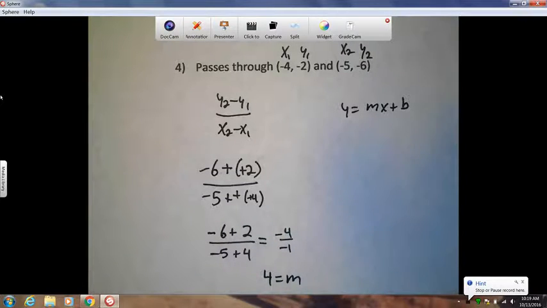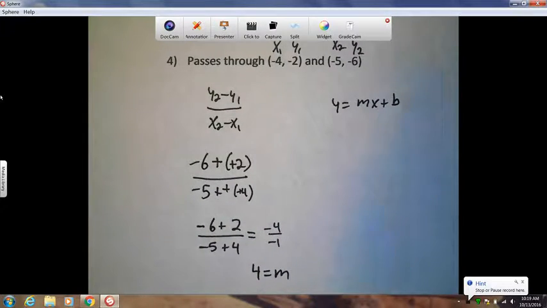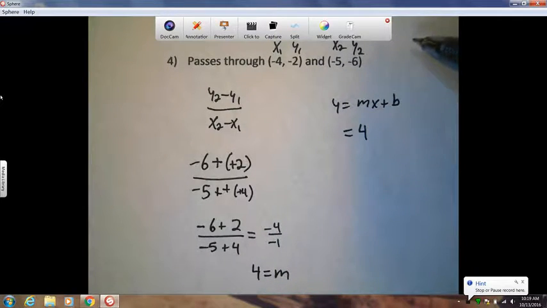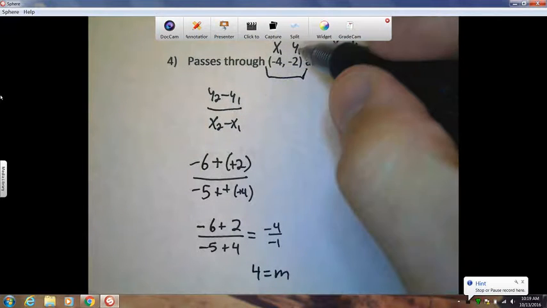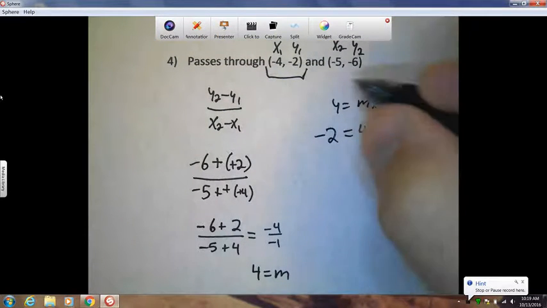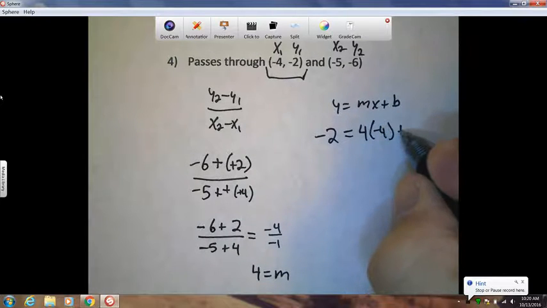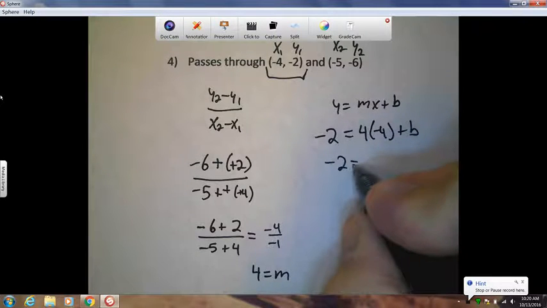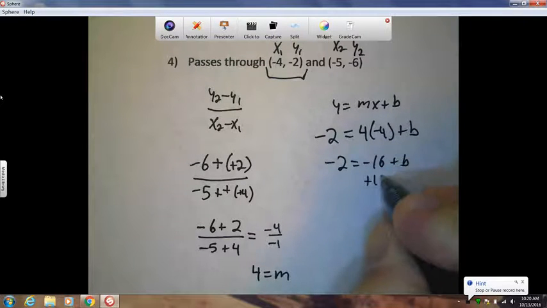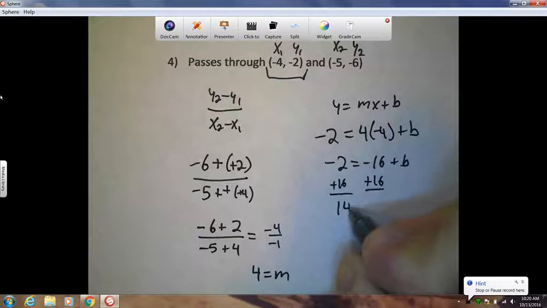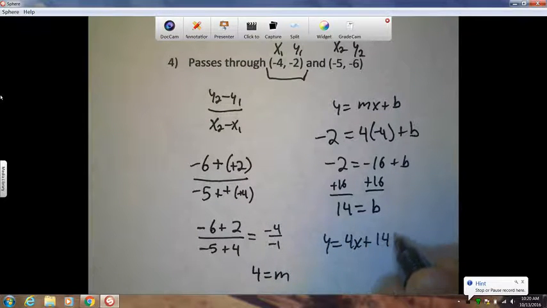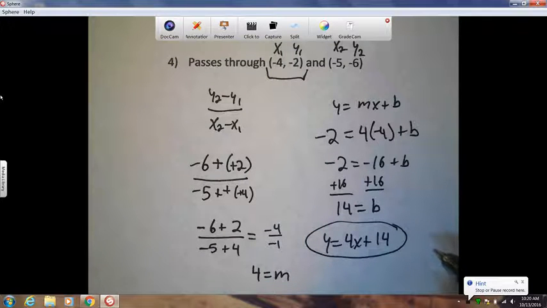So there's 4. I can choose either one of these points. This time I'm going to choose this one. So my y is negative 2. X is negative 4. And now I need to find b, which is y-intercept. So negative 2 is equal to negative 16 plus b. So 14 is b. So y is equal to 4x plus 14. Make sure to write your formulas down every time, substitute in everything carefully, and take the quiz on Edmodo.